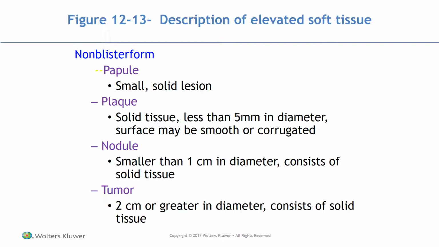Okay. Then we have nodules, which is smaller than 1 centimeter in diameter and consists of solid tissue. And then a tumor, again, this is not relating to a neoplasm. This is just due to the size. It's 2 centimeters or greater in diameter and consists of solid tissue.